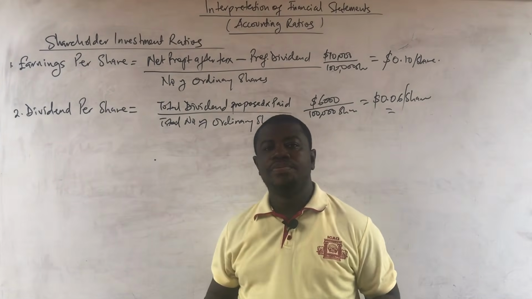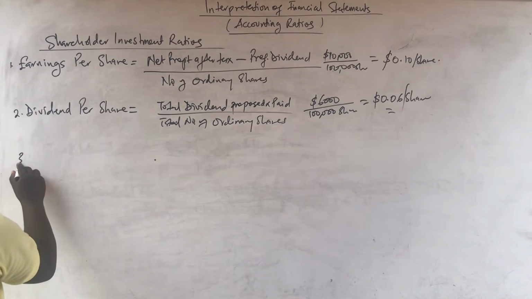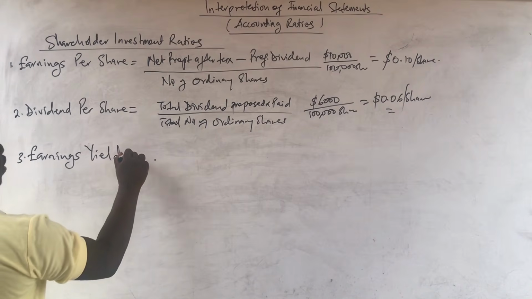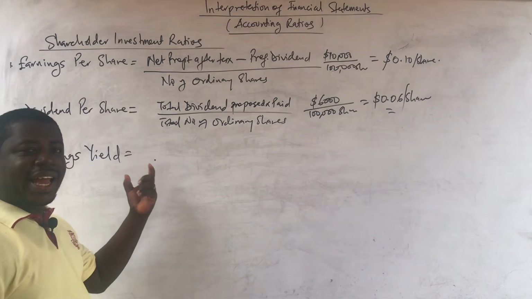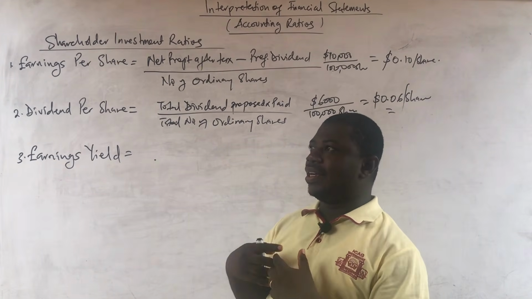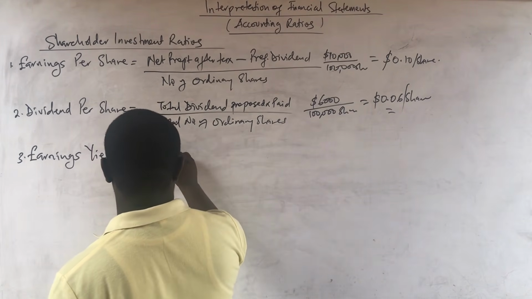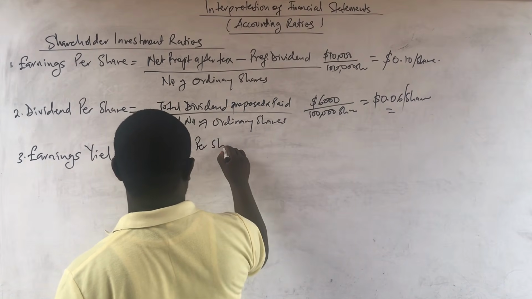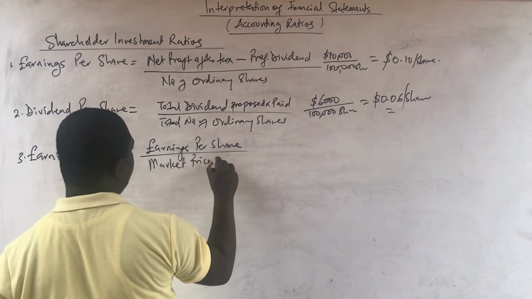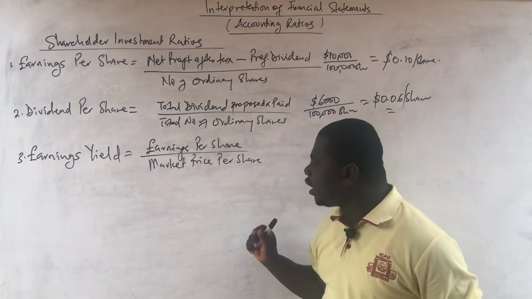All right. Okay, so the next ratio that we'll talk about is the earnings yield. The earnings yield has to do with how much the market price of the share is yielding in terms of earnings. And so that becomes your earnings per share over the market price per share.